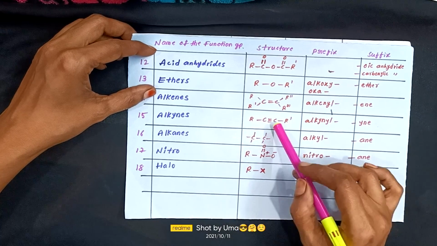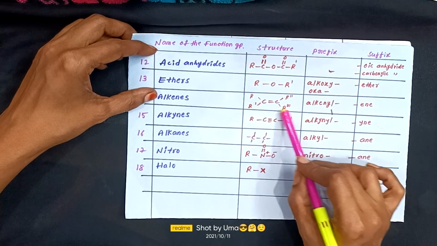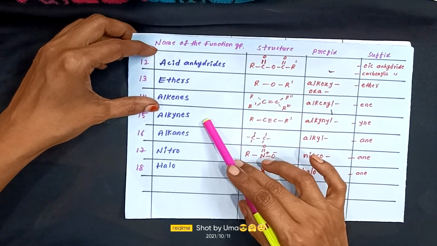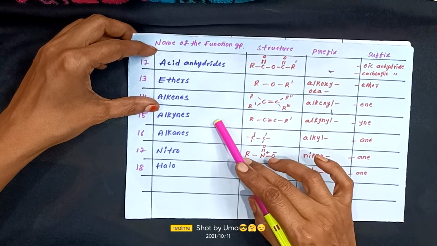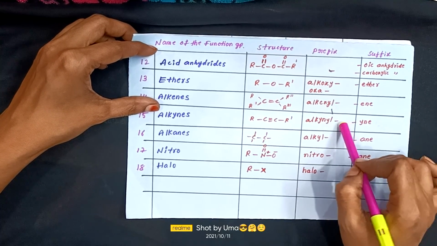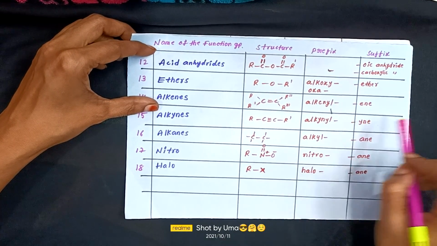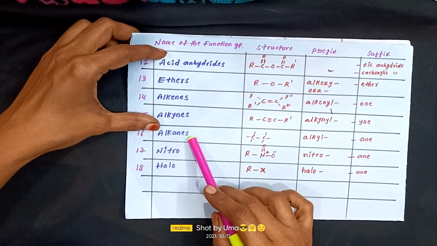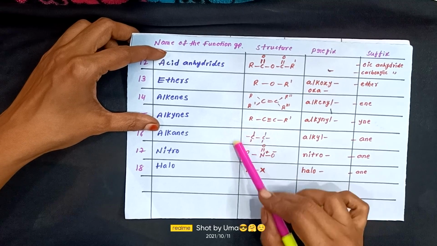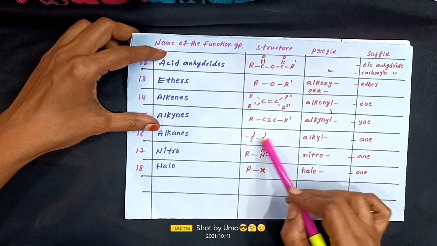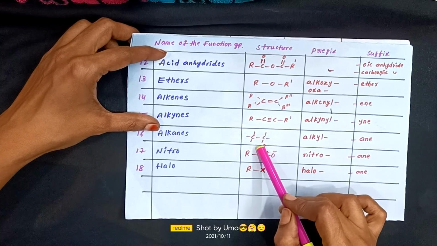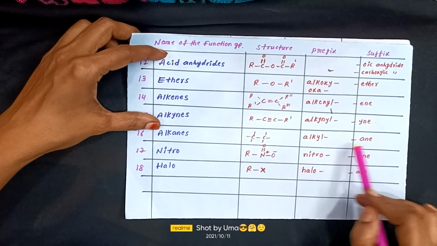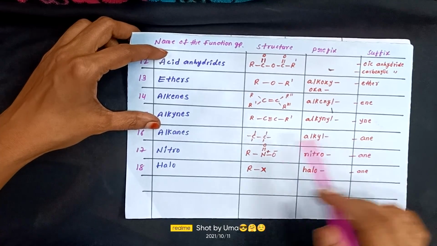And alkynes means, children, the organic compounds which contain a triple bond between any two carbon atoms come under the class of alkynes. So what is the prefix of alkynes, children? Alkynyl. And here yne is the suffix. So alkanes are the saturated hydrocarbons, children. So here all are single bonds or sigma bonds between the carbon atoms. So that's why alkanes have the prefix alkyl and suffix is ane.